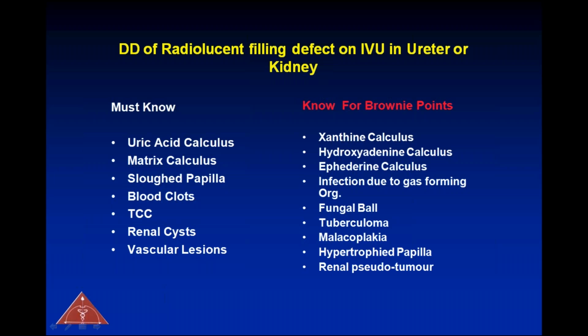Okay. So here, radiolucent filling defect. So what are all the radiolucent causes? Please note down: uric acid stones, then cysteine stones, matrix, sloughed papilla, blood clots, then transitional cell carcinoma, renal cysts, vascular lesions.